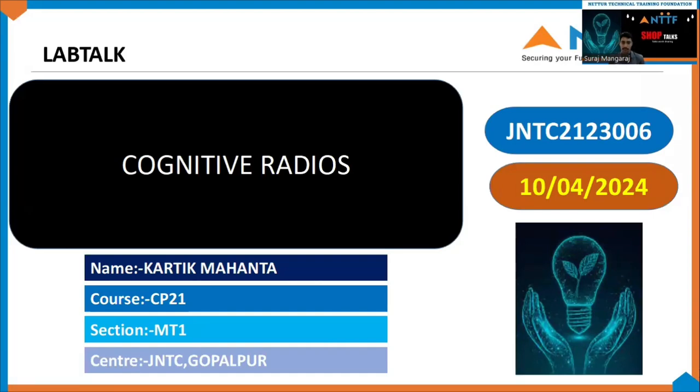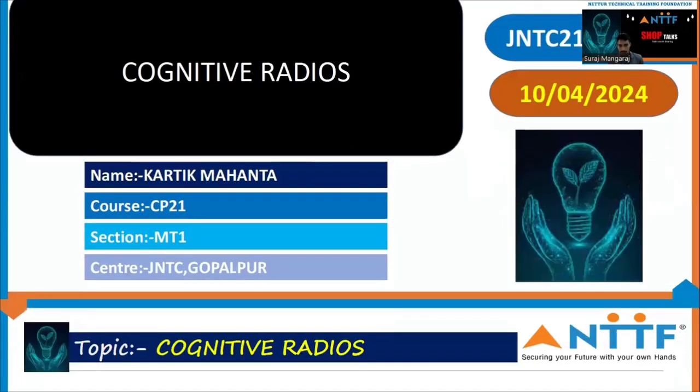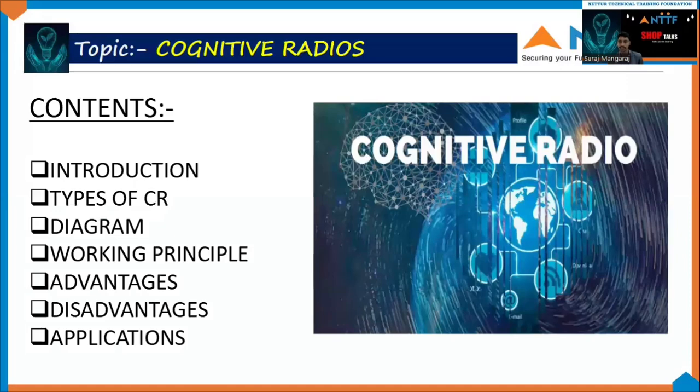Today my short talk topic is cognitive radios. There are many contents: introduction, types of cognitive radios, diagram, working principle, advantages, disadvantages, and applications.